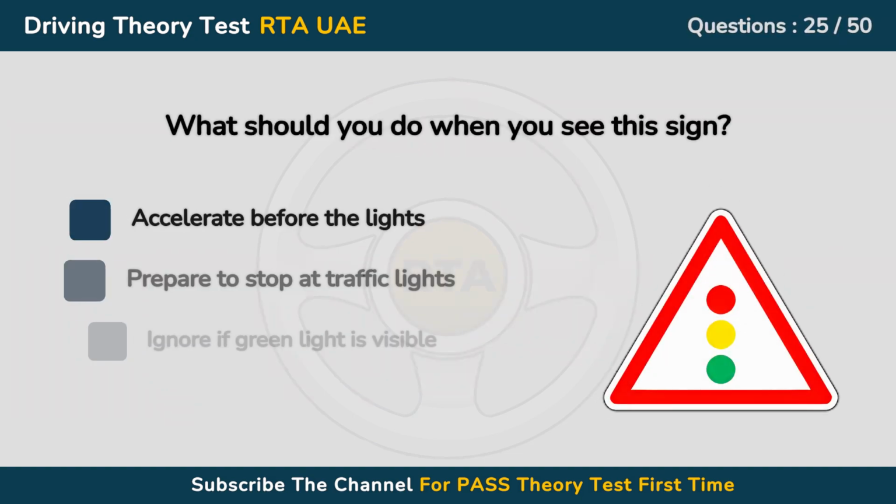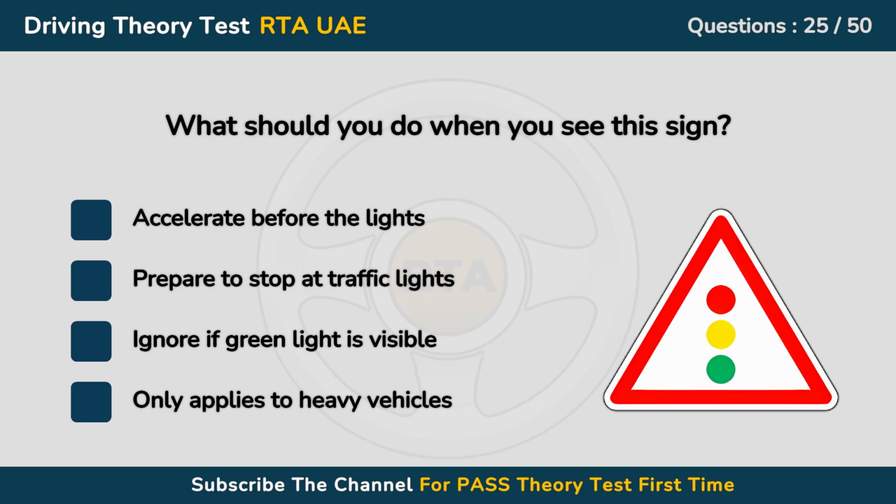Question 25. What should you do when you see this sign? A. Accelerate before the lights. B. Prepare to stop at traffic lights. C. Ignore if green light is visible. D. Only applies to heavy vehicles.